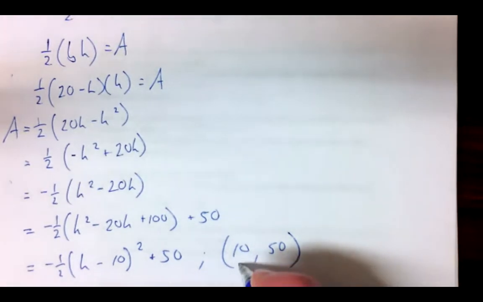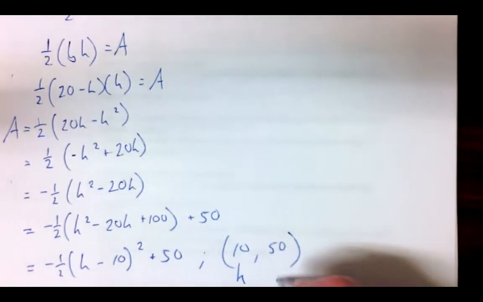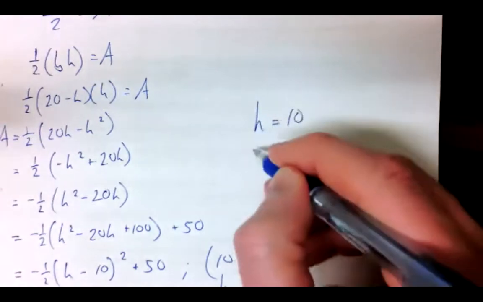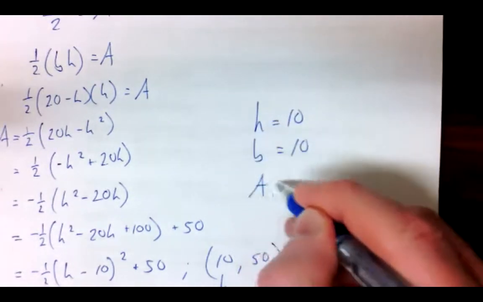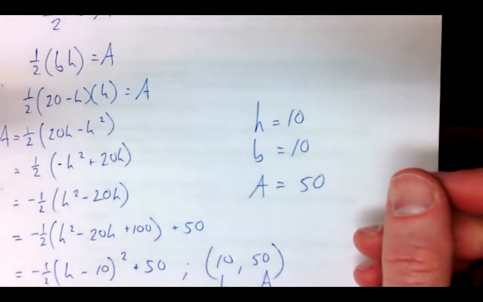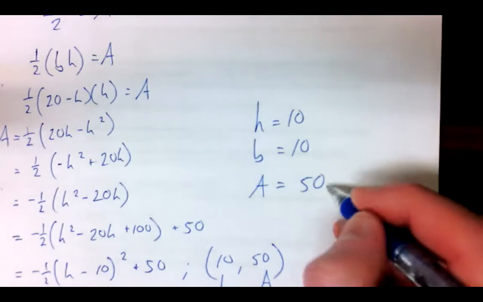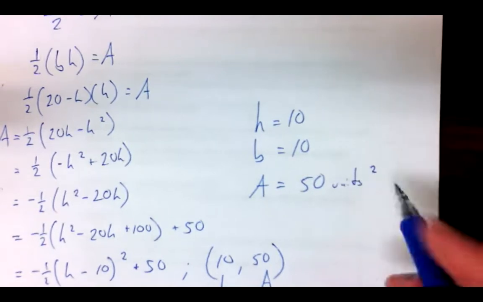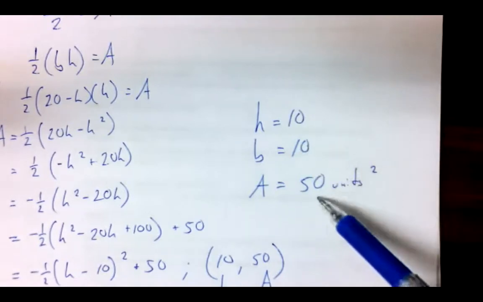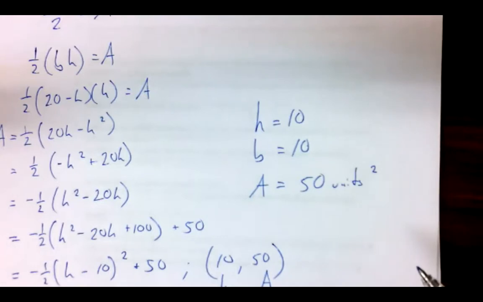So if 10 is our height, 50 is our area. We know that B plus H equals 20. If H is 10, then B has to equal 10 as well. So H equals 10, B equals 10, area equals 50. What are the units? It doesn't even say, so we'll just say units squared. 10 times 10 is 100, divided by 2, because that's the formula for a triangle. That gives us our answer.